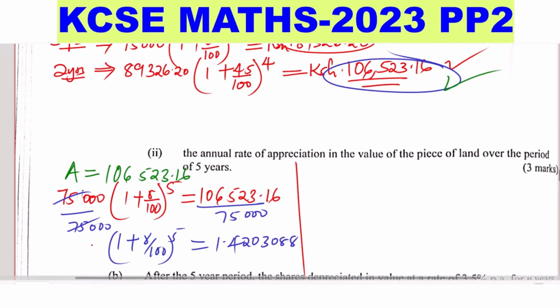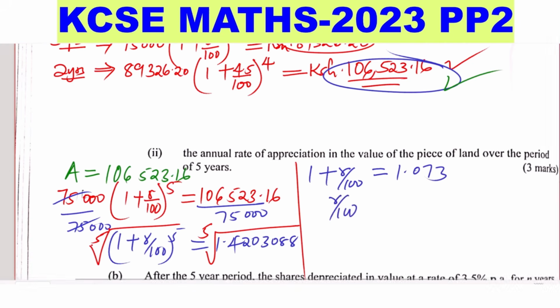So from there, you want to get rid of the power 5. So get the fifth root of both sides. You get the fifth root of the left hand side, you remain with 1 plus R over 100. When you get the fifth root of 1.4203088, correct to 4 significant figures, you get 1.073.